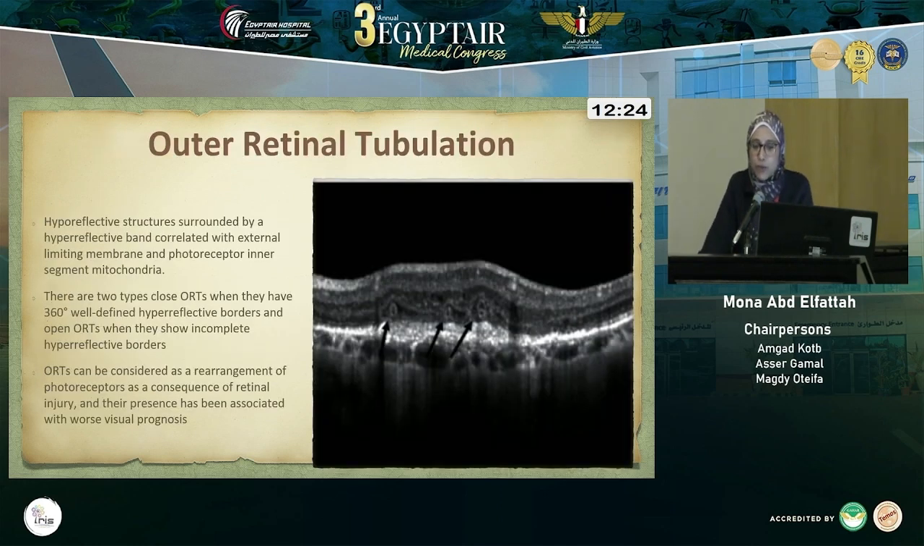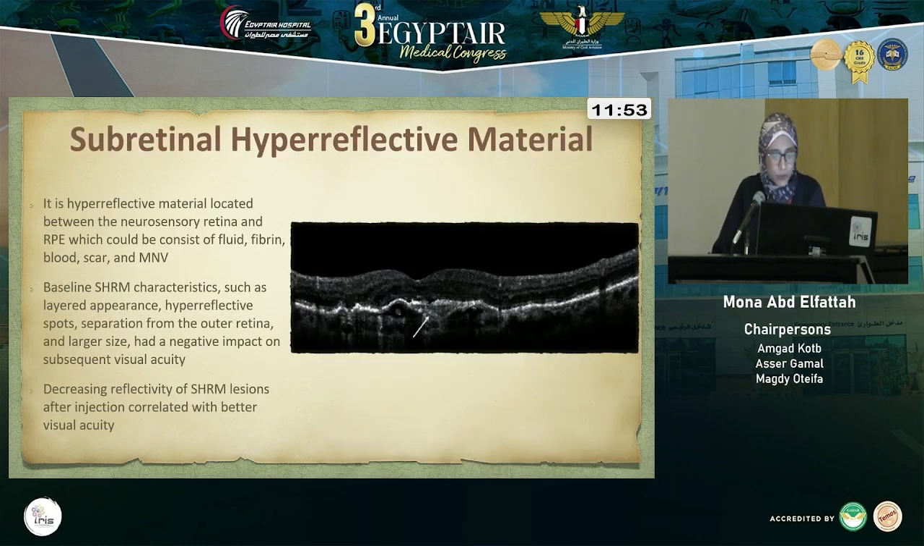Outer retinal tubulation: a hyperreflective structure surrounded by a hyperreflective band correlated with the external limiting membrane and photoreceptors. There are two types, closed and open. The closed one has a 360-degree well-defined hyperreflective border; of course, the open one doesn't have the 360 degrees. Outer retinal tubulation can be considered a rearrangement of photoreceptors as a consequence of retinal injury, and its presence has been associated with worse visual prognosis.